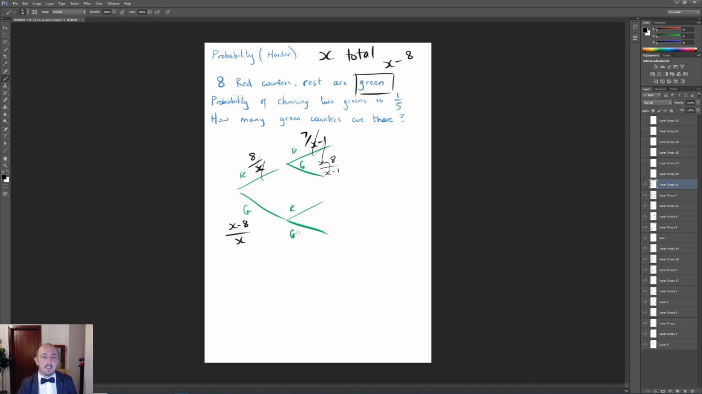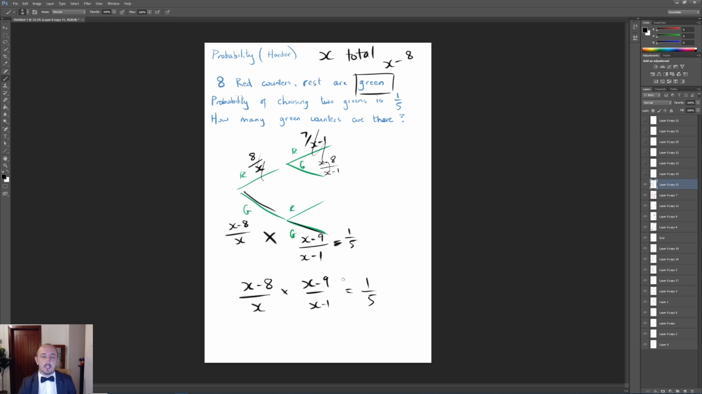And then the second green would be one less green in the bag, so x minus 9, and one less of the total. So the probability of choosing two greens is 1/5. They're giving us the probability when they usually ask us to work it out. So we go down these branches, green, green, we multiply them, and that equals 1/5. So we've now generated algebraic fractions that we can use to solve this problem.